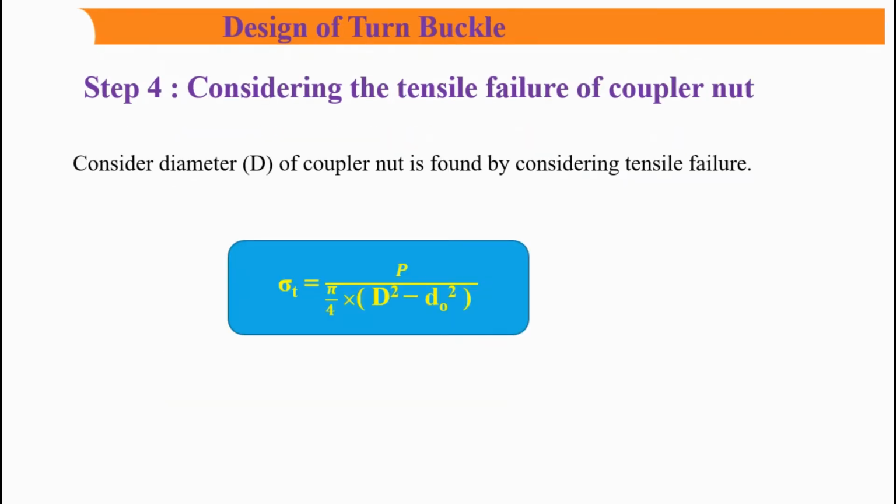Then next, considering the tensile failure of the coupler nut. After that we need to find the tensile failure of the coupler nut. So sigma t is equal to P divided by pi by 4 into (D square minus DO square). By this relation we can easily find the value of D.